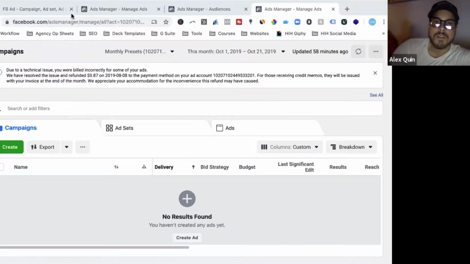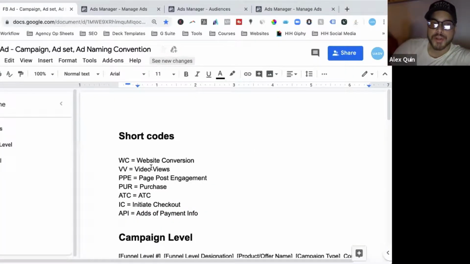So first of all, we're going to start off with these short codes. These are going to be very important when naming your campaign, because you're going to be running a lot of ads. You're going to be turning them on and off, and you're going to want to see what's working and what's not. Rather than getting deep into each campaign each time you do an overview, if you name the campaign, the ad set and the ad correctly, you're going to be able to immediately tell what campaign that is, what it includes, and what the targeting is.